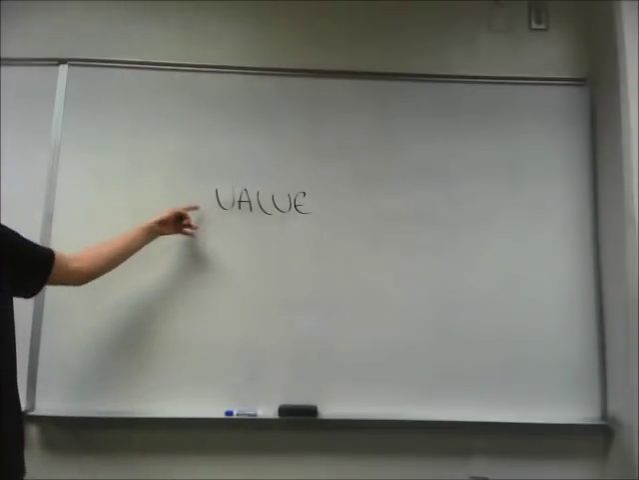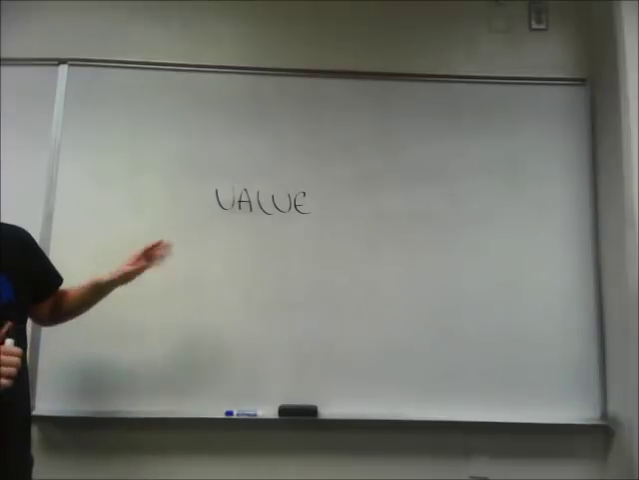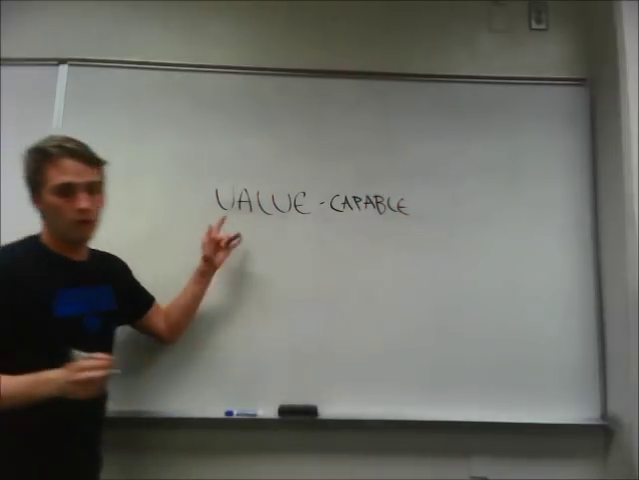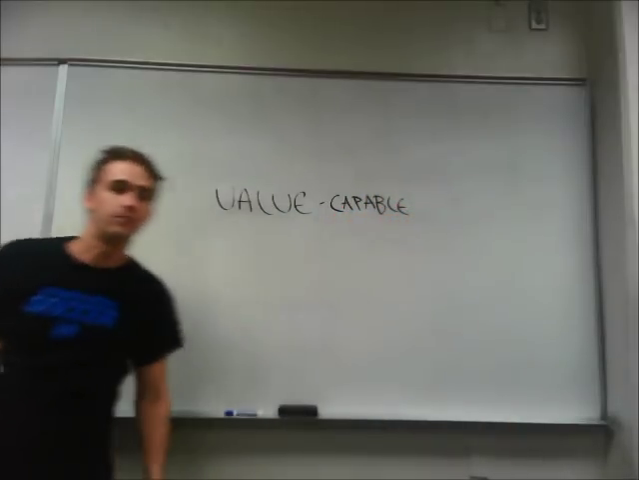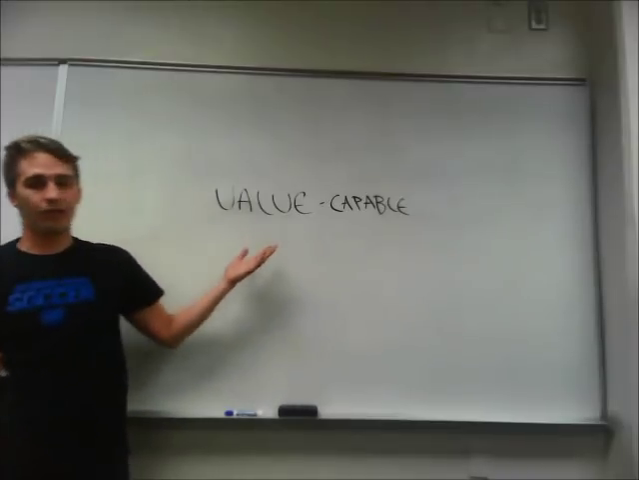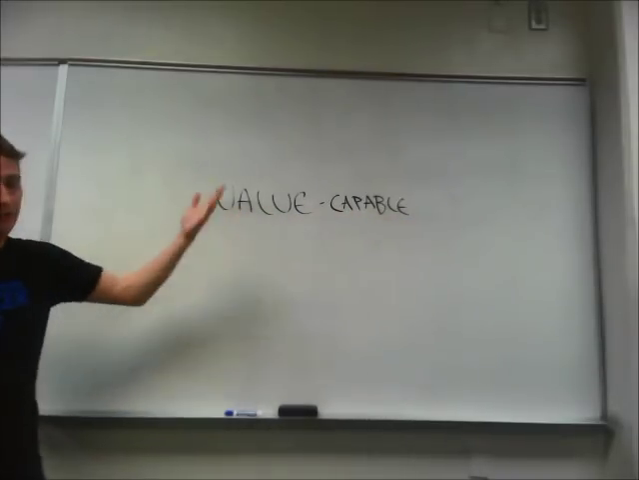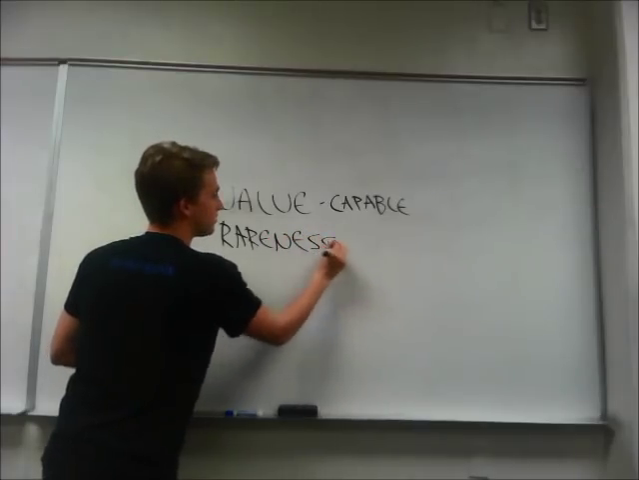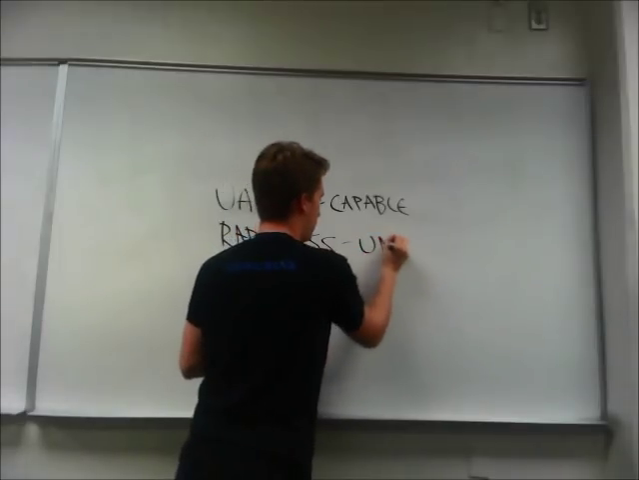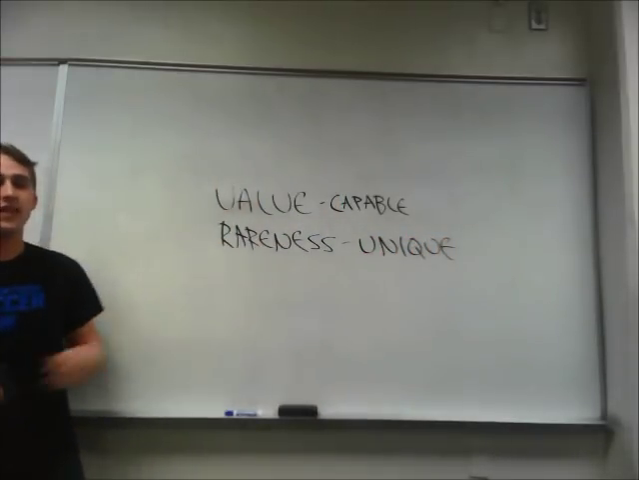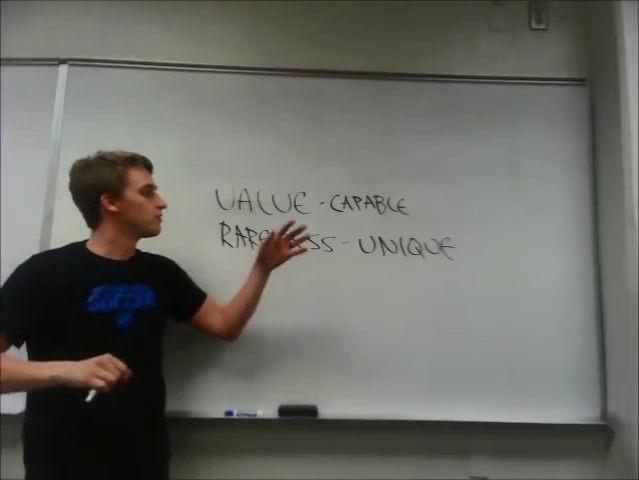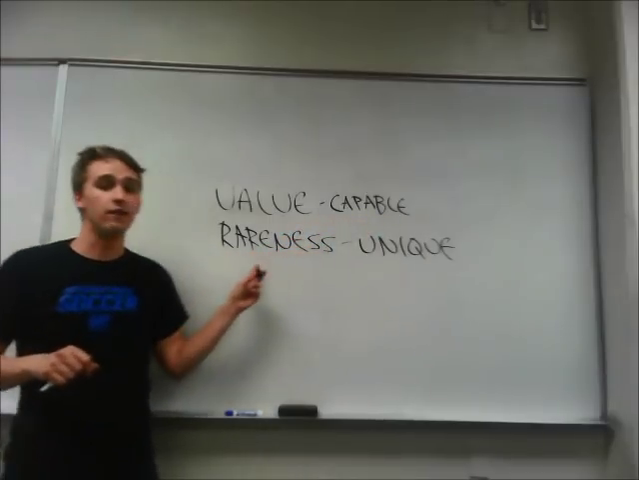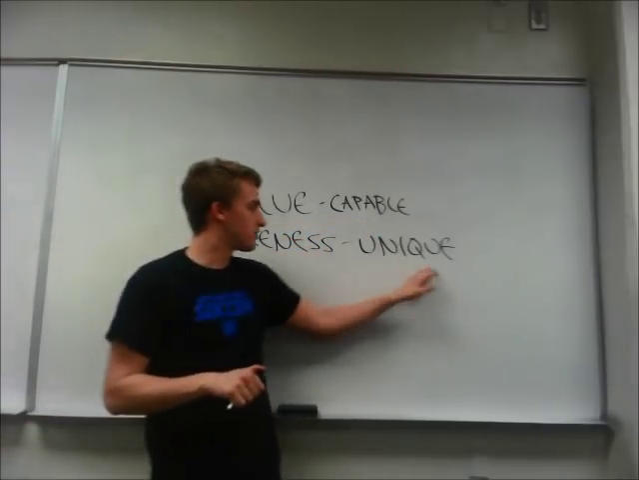So the workers in an organization need to have value, meaning that they are capable of producing whatever the firm is trying to produce. If you work in a construction company and nobody's capable of building a house, your workers are of no value. No offense. Rareness. Their skills need to be unique to that industry. So back to the construction example. If you're in a construction business that builds houses, your workers may be capable, but they're really good at building dog houses. So their skills aren't unique to that.